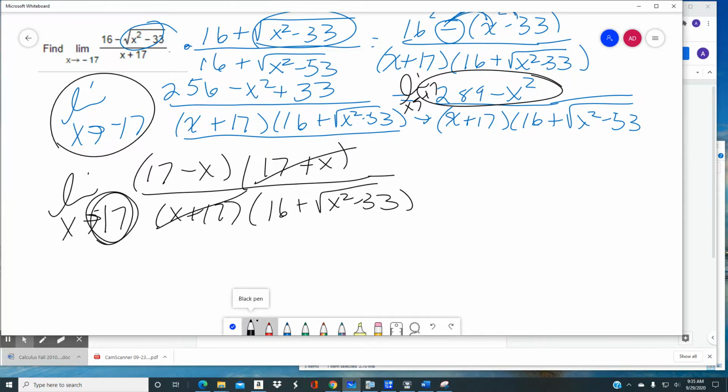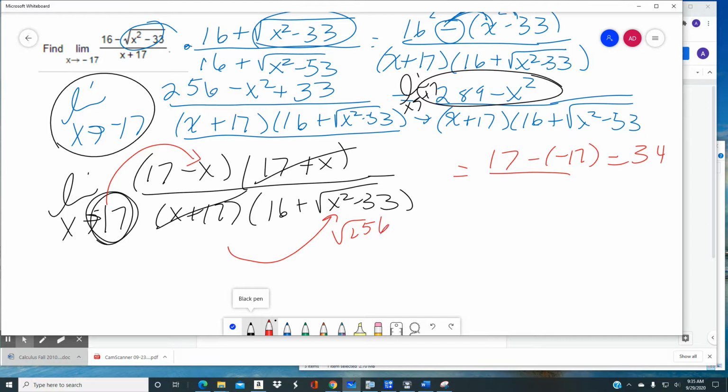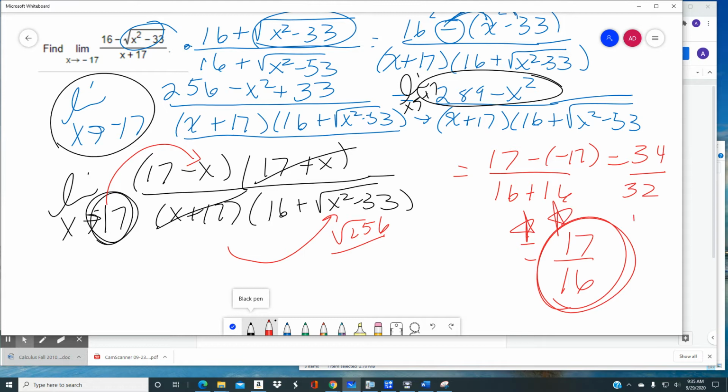Now plug in your negative 17. In the numerator, you get 17 minus a negative 17. And then when you plug in negative 17 here, 17 squared we already know is 289, minus 33 is 256. And of course, the square root of 256 is 16. So really you have 16 plus 16 down here, which is 32. And you could clean this up and you get 17 over 16.